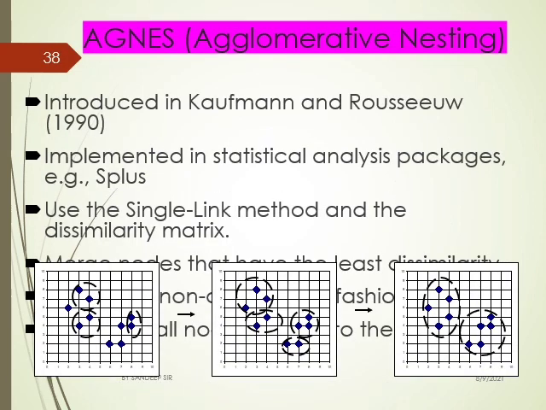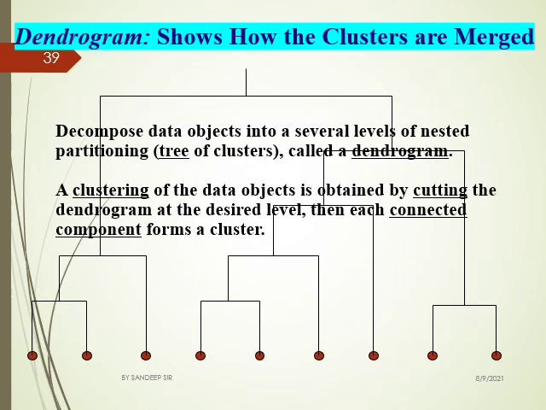There is another clustering method known as agglomerative clustering. It was introduced by Kaufman and Rousseeuw in 1990. This method is implemented in statistical analysis packages. It uses the single-link method and a dissimilarity matrix, as we have mentioned before. We can use a dendrogram also. A dendrogram is a graphical representation of the several levels of hierarchical partitioning, like a tree of clusters. Clustering of the data objects is obtained by cutting the dendrogram at the desired level. Then each connected component forms a cluster. You can see we have divided it into different parts, and all these connected points form part of the main cluster.